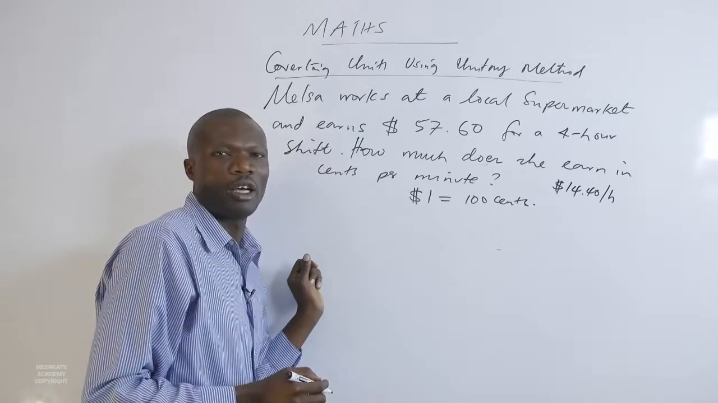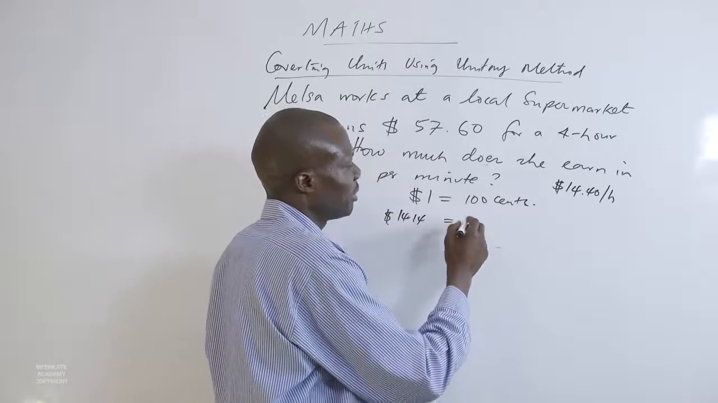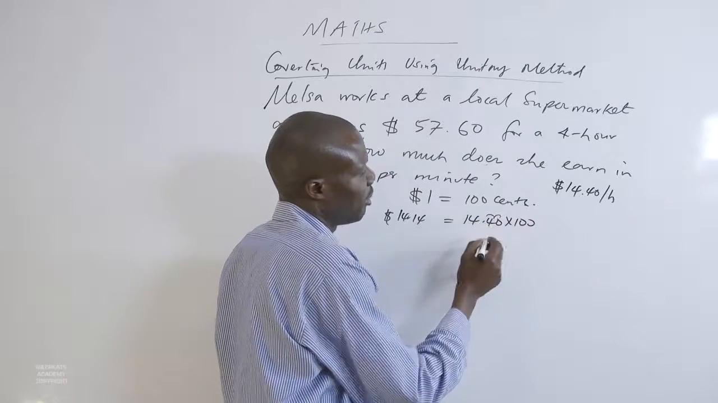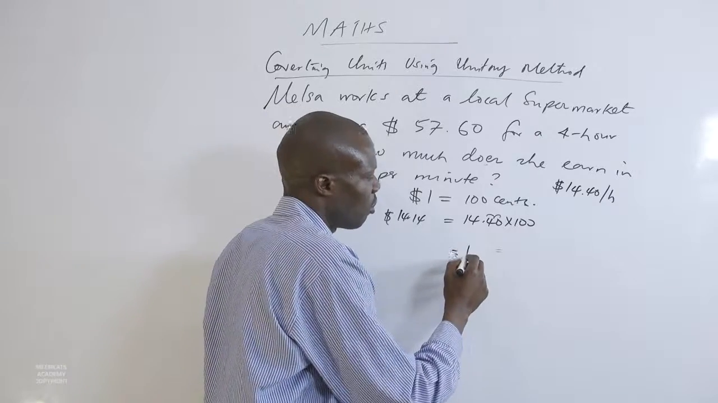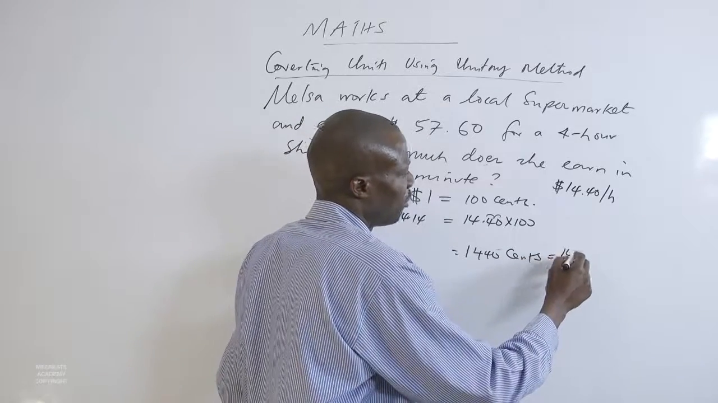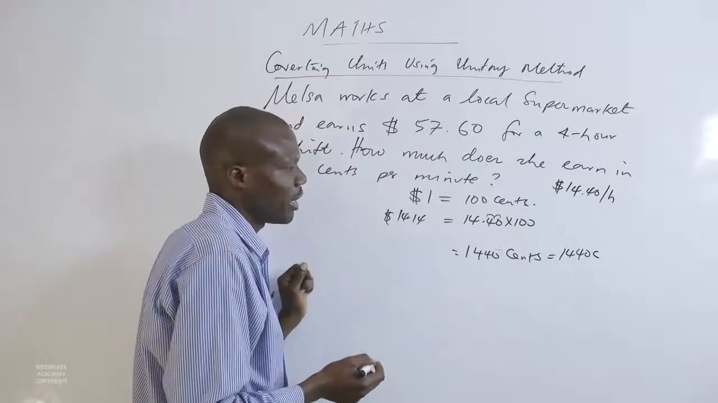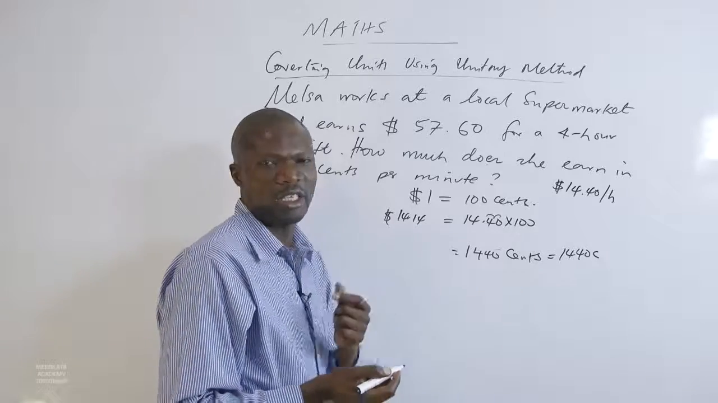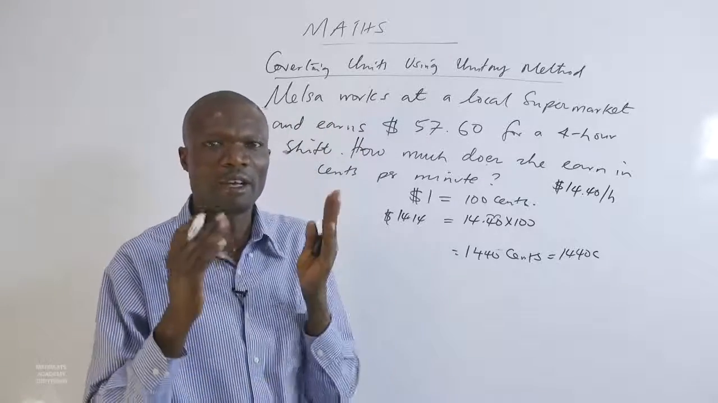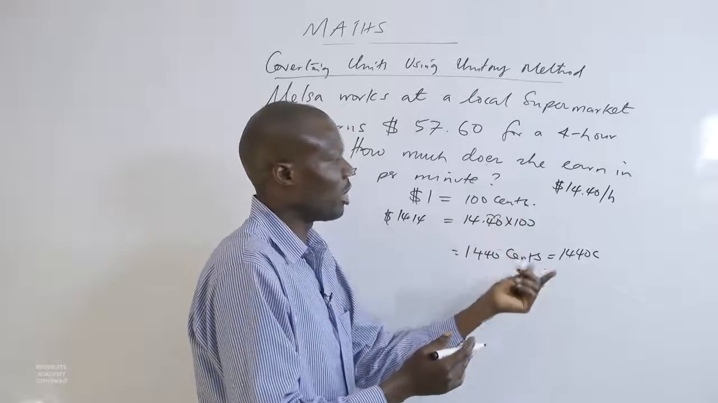Therefore, 14.40 dollars will be the same as 14.40 multiplied by 100. This decimal will shift to the right to give us 1,440 cents, which I can just call 1440C. So if we rewrite this, we can now say we have it in cents. How about the hour side? The hour side, we look at how many minutes makes 1 hour, and how many, in this case, cents makes $1. We have already done that.